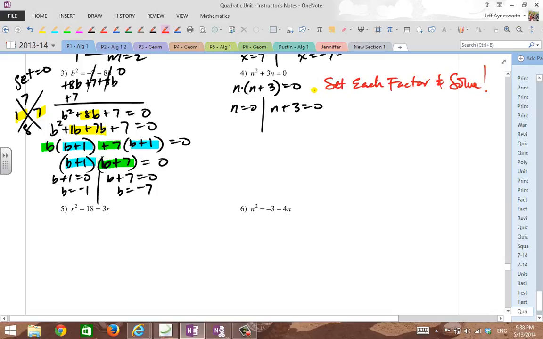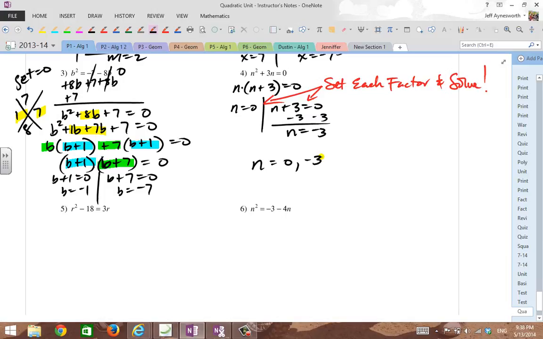All right, and you see me do that here, and you see me do that here. Okay, and now since n equals 0 is already solved for, just solve the other one. All right, since negative 3 plus 3 is 0, the answer has to be negative 3, right? So you have two answers, 0 and negative 3. Once again, these quadratics have 2 solutions.